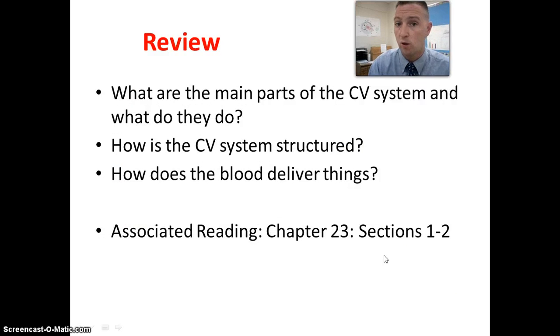Cool. Quick review. You want to know the main parts of the cardiovascular system and what they do. You want to know the structures of the cardiovascular system, the 2 circuits, the 3 types of vessels, and the 4 parts of the blood and how they deliver things.